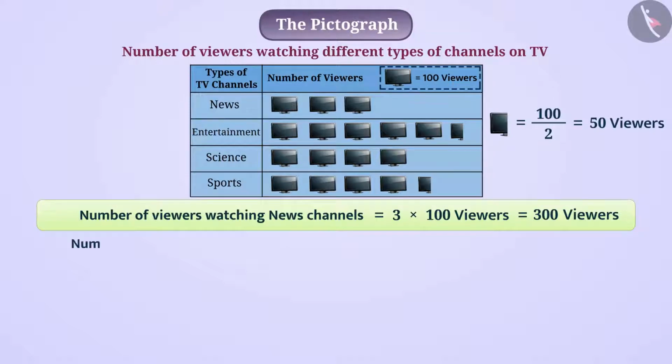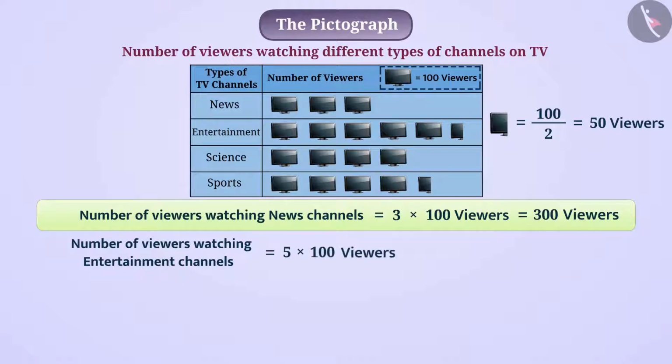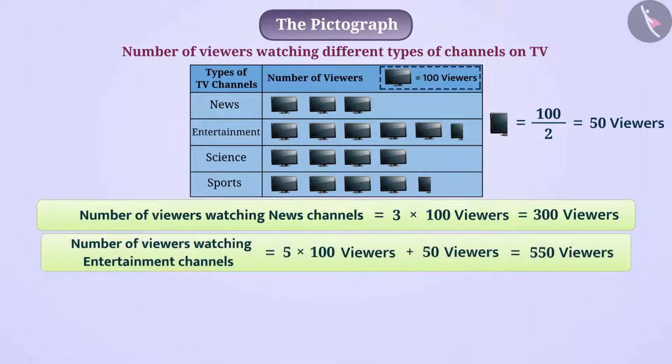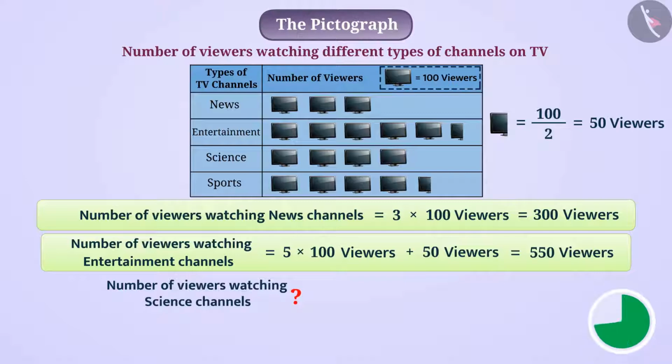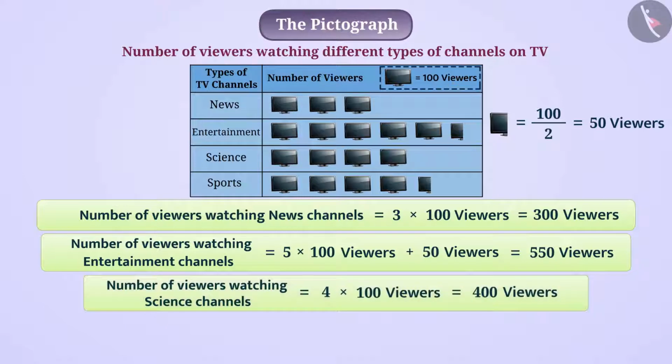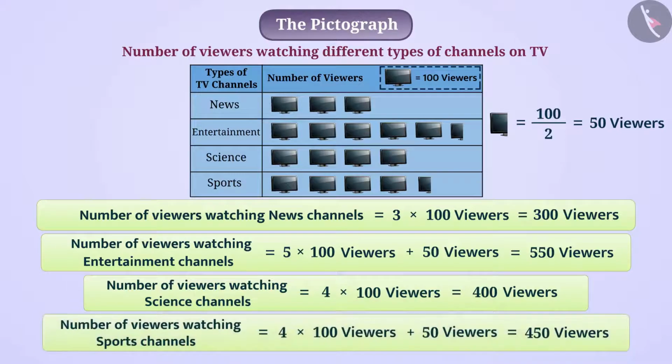In this way, the number of viewers of entertainment channel will be 5 multiplied by 100 viewers plus 50 viewers is equal to 550 viewers. Similarly, can you tell what will be the number of viewers of science channels? Think. Let us tell you, this will be 4 multiplied by 100 viewers is equal to 400 viewers. Similarly, the viewers of sports channel is 450 viewers.